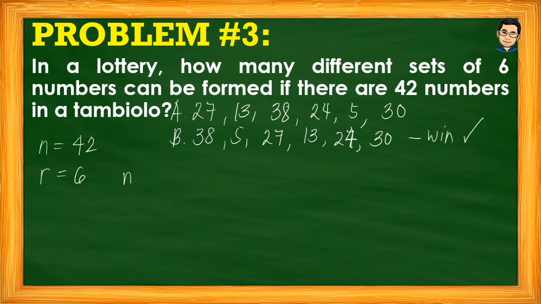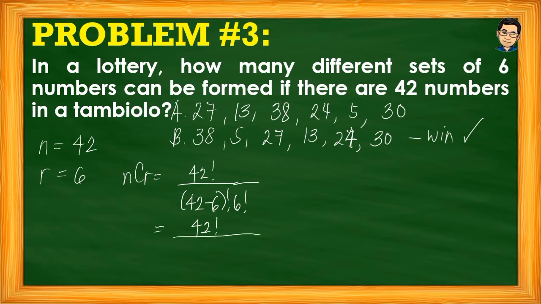Now, to answer the question, so let us identify N, 42, and then R is equal to 6. So that is N taken R is equal to 42 factorial all over 42 minus 6 factorial times 6 factorial. And that is 42 factorial all over 42 minus 6, that is 36 factorial times 6 factorial. So, habang yung numbers lumalaki, lumalaki din po yung ating value. So, express natin yung 42 factorial as 42 times 41 times 40 up to 36 factorial.